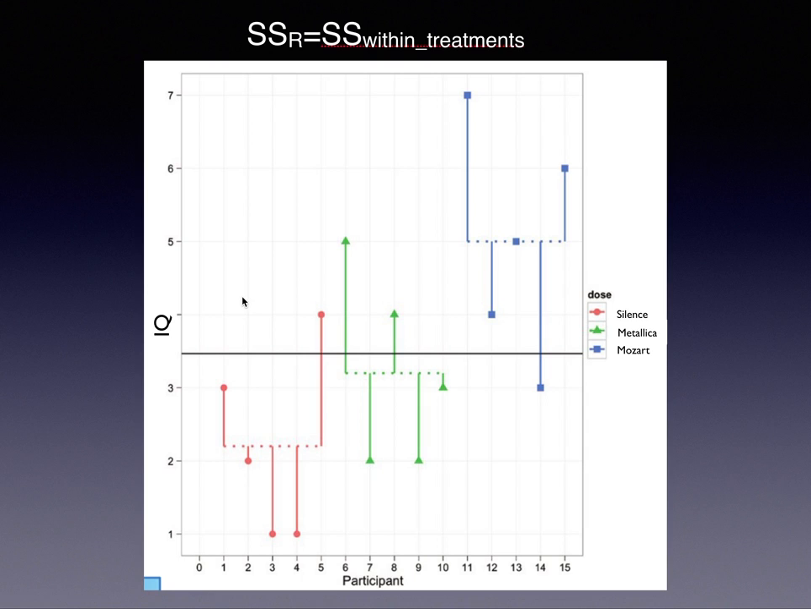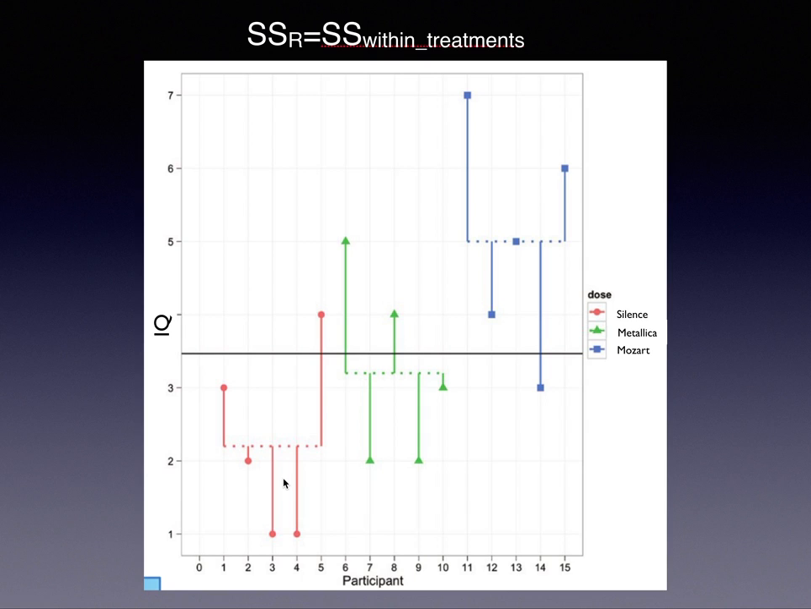So if we sum the squared deviations of each point within a group from the mean of that group, and then we add in the sum squared deviation of these points, the Metallica points, from their mean, and we add in the sum squared deviation of each Mozart score from the Mozart mean, we get the total within treatments variability. We're going to come back to this in a second and think about what this means, but for now, understand that this is variability within treatments that could be due to any number of things.